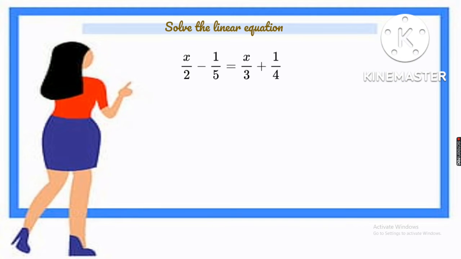Here we are with our first example. It says x upon 2 minus 1 upon 5 is equal to x upon 3 plus 1 upon 4. Now you can see that here the variable is on both the sides of the equation. As we have solved earlier problems, we would shift the variables on one side of the equation and constants on the other side of the equation. But when we transpose or shift any variable or any constant to the other side, we change its sign.